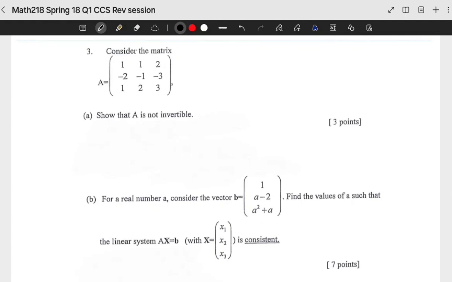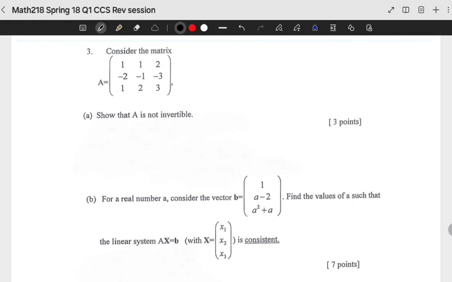For problem 3, consider this matrix. Show that A is not invertible. So to show that A is not invertible, there are a few ways. Something you might notice is that if you add this column to this column, then you get this column. So this would directly show you that it's not invertible.